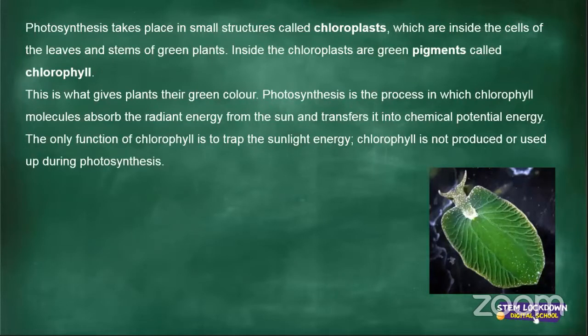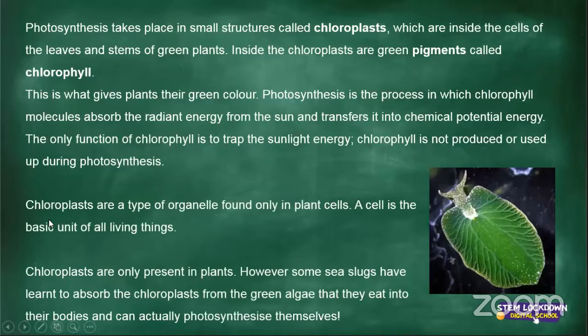So photosynthesis is a process in which chlorophyll molecules absorb the radiant energy from the sun, and transfer it into chemical potential energy. So in the test, if they ask you to discuss the process of photosynthesis, you're going to say it is the chlorophyll molecules on the leaves that absorb the radiant energy from the sun, and transfer it into chemical potential energy. And you must also remember that the only function of the chlorophyll is to trap the sun's energy. Chlorophyll is not produced or used during photosynthesis. It is there mainly to trap the sun's energy. Chlorophyll is not a result of photosynthesis.